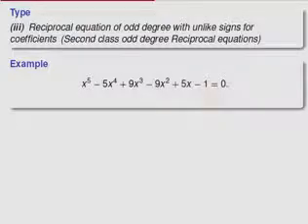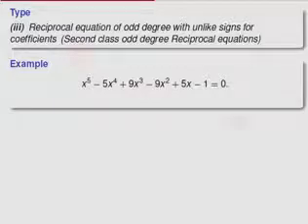So compare a naught and a n. Here a naught is 1 and here a n is minus 1. That means a naught is equal to minus of a n, that is minus of minus 1, which is plus 1. So a naught is equal to minus a n. Similarly here minus 5, here plus 5, here 9, here minus 9. Also we can observe that the power of x is odd. So this one is the example for a second class odd degree reciprocal equation.